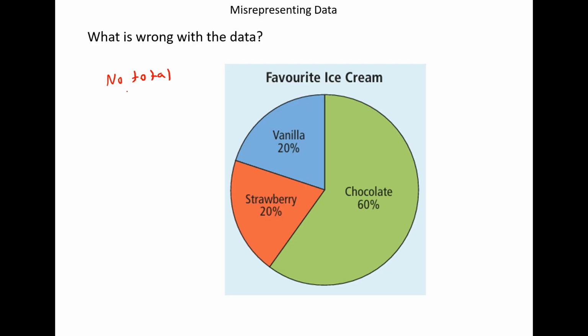So it needs a total, right? It needs a total for the number of people who chose their favorite ice cream.